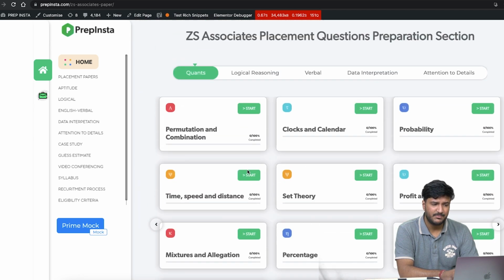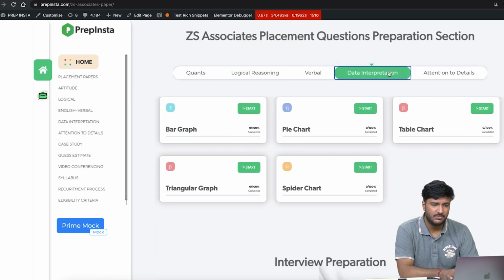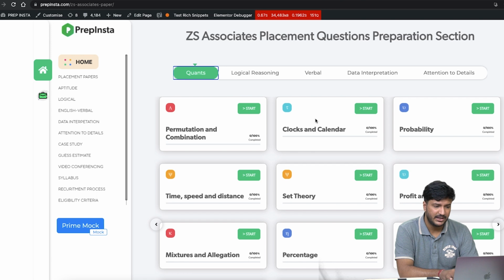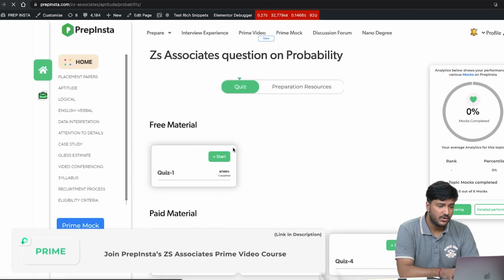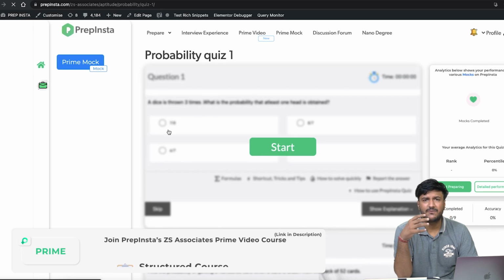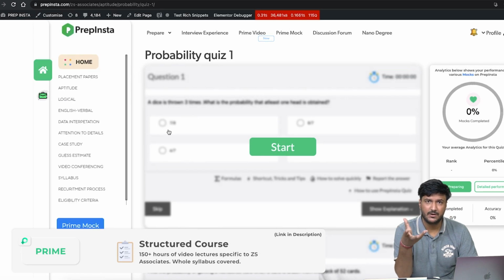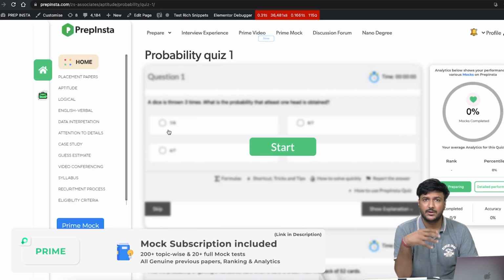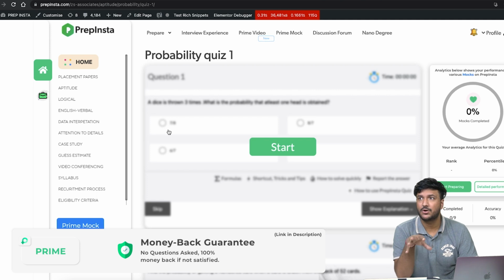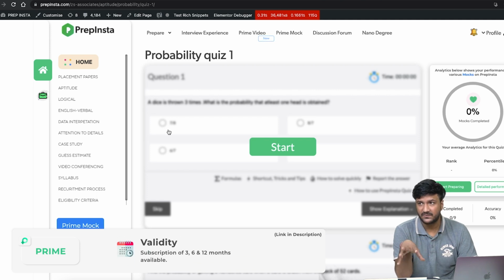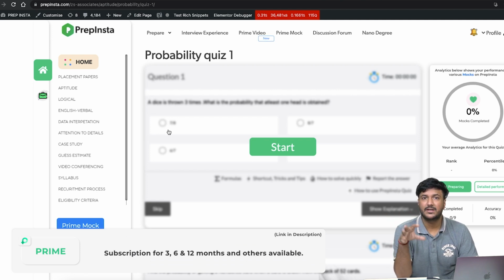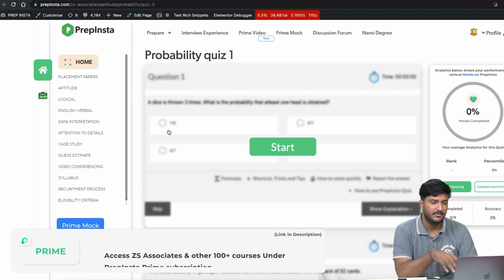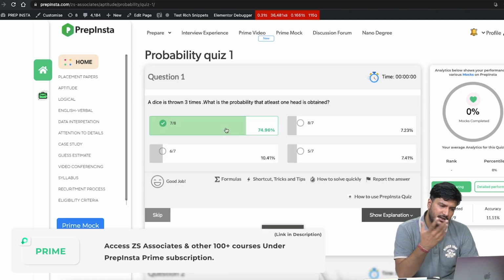Most of the previous year papers are free. So for example, quants, logical, verbal, data interpretation, attention to details. Let's say if you want to solve a particular question based out of probability, you can just go ahead and solve this. There's some free material. Basically for each and every topic, we have free material of about 10 questions, and then there are 2 or 3 more quizzes for each topic. So approximately you have 300-400 questions free, and approximately 1000 to 1500 questions in the paid version of it. But again, there are a lot of questions that are free.